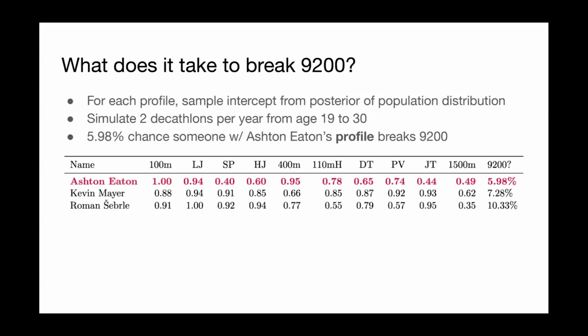But we do see that under this scenario, someone with Ashton Eaton's profile does break 9,200 points 6% of the time. Someone with Kevin Mayer's profile breaks 9,200 points 7% of the time, right?